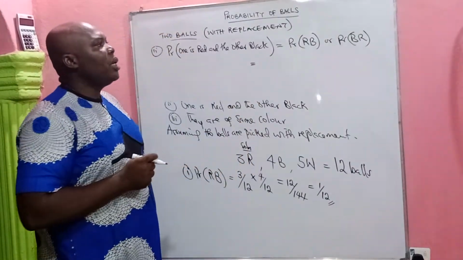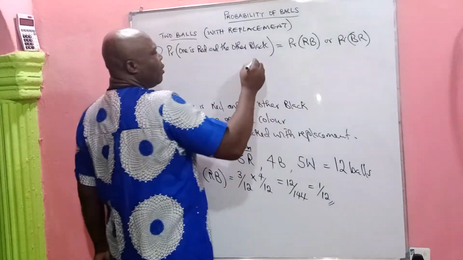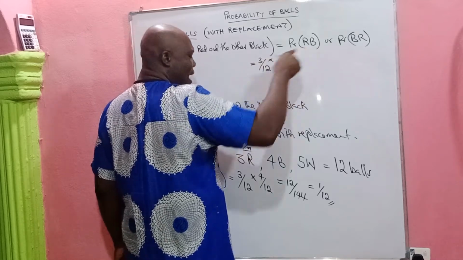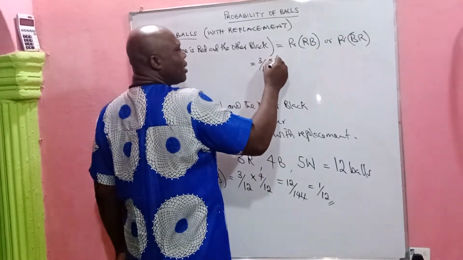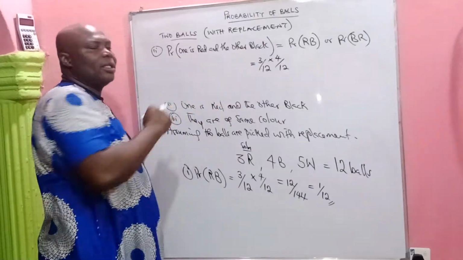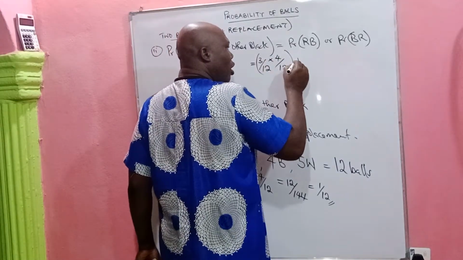So this will be the probability of, if the first is red, how many red do we have? So 3 over 12. 3 red out of 12. And the second is black. How many blacks do we have? We have 4 blacks out of 12. Remember, we are replacing, so it doesn't affect the balls. Or in probability, meaning plus.